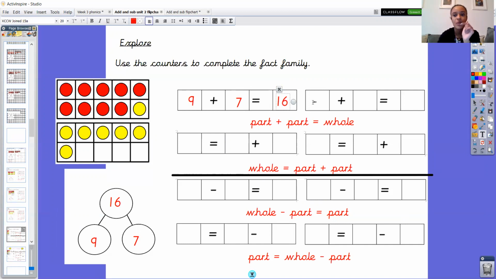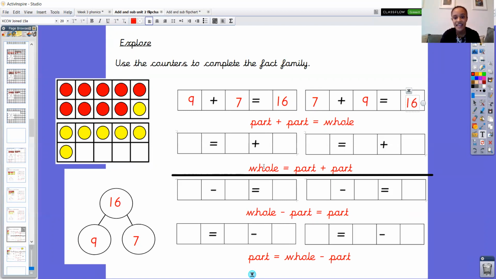And then I can swap those two parts around. So it's 7 add 9. And my whole is staying in the same place. It's 16. Okay, that's not 18, that's 16. And remember, I put these generalizations here to remind you.